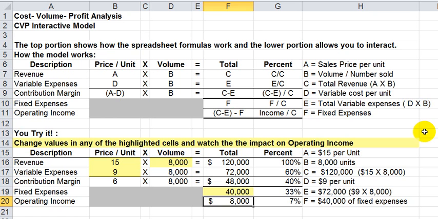The tool is called the CVP Interactive Model. CVP stands for Cost, Volume, Profit. The model uses an electronic spreadsheet and contains two sections. The first section describes how the model works. Essentially, it uses the formulas you read about in your text, but here you can instantly see the results in the spreadsheet. The second section allows you to play with the model, entering different numbers related to revenue or cost. Let's try it.